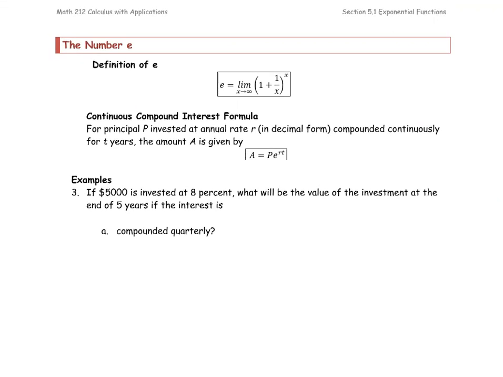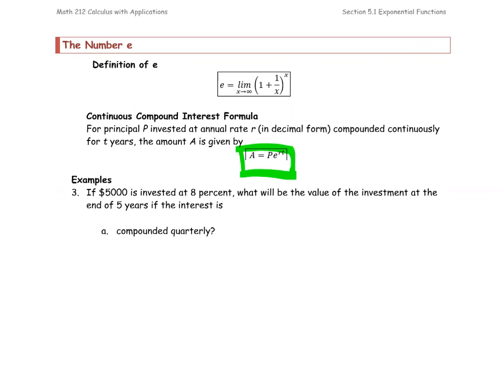The number e, or the natural number e, is defined by the limit as x approaches infinity of the quantity 1 plus 1 over x, raised to the power x. The value e is used in the formula which is called the continuous compound interest formula.